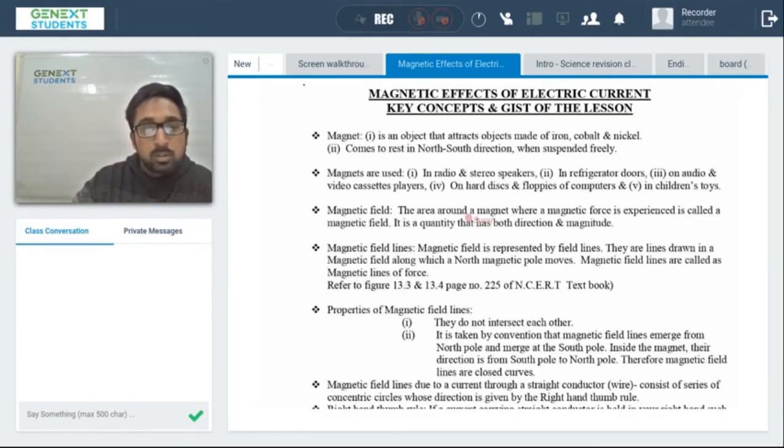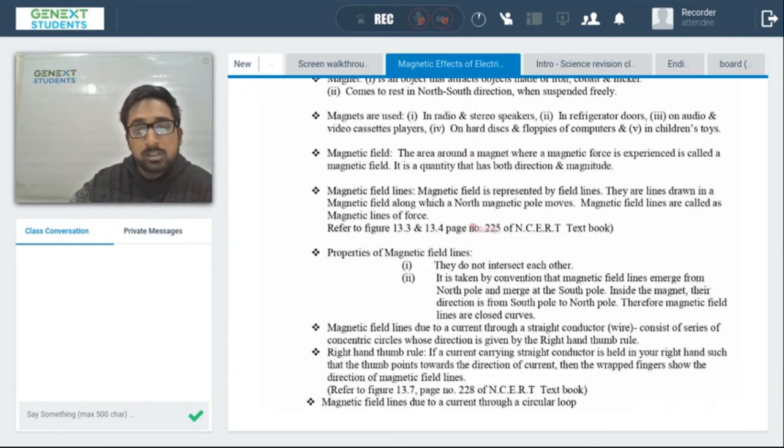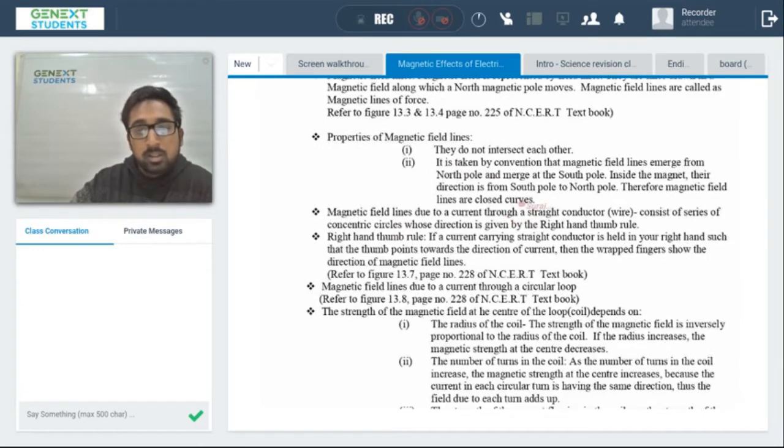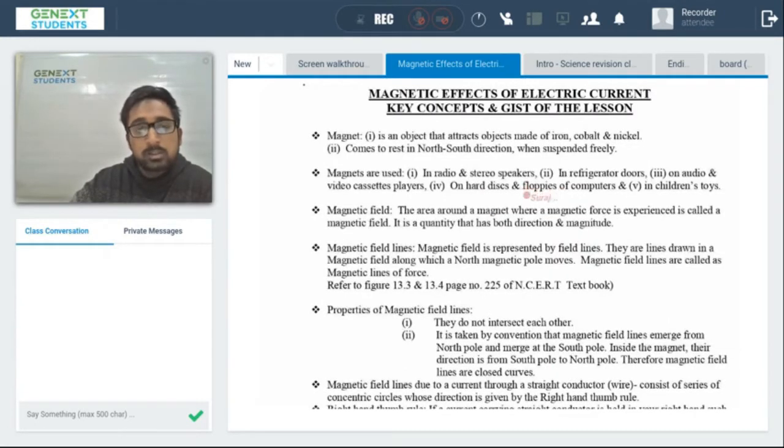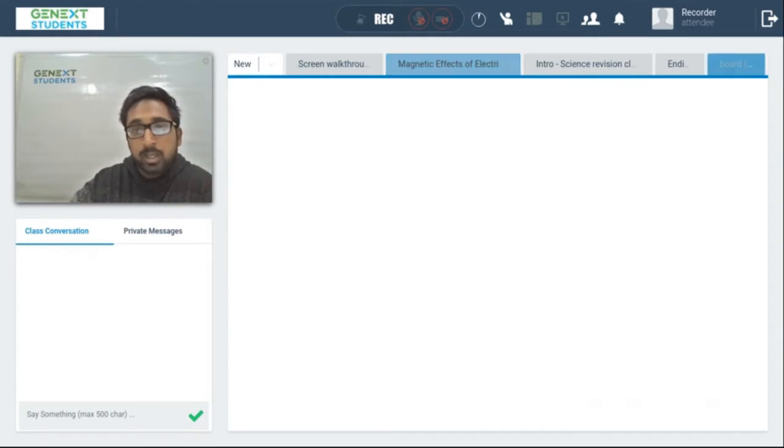What does a magnet do? Before we get into the details of where magnets are used, what magnetic field lines are, the properties of magnetic field, and the field due to current through a straight conductor, which are the things that need to be learned by heart, let's see the basics of a magnet.